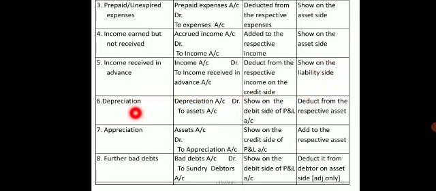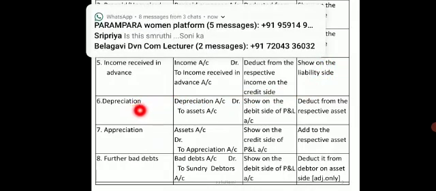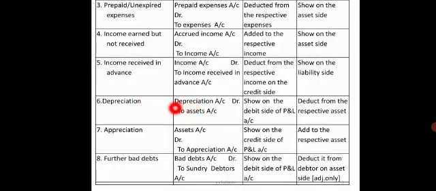Now depreciation. Depreciation is the loss in the value of assets. The loss or reduction in the value of fixed assets only is treated as depreciation. Such depreciation is a loss, so we have to debit it to the profit and loss account, and at the same time it has to be reduced from the respective asset in the balance sheet. Next, you have appreciation. Appreciation is the increase in the value of assets.